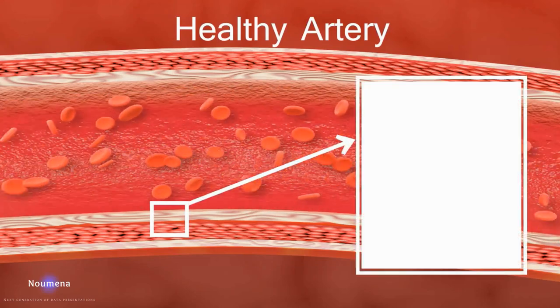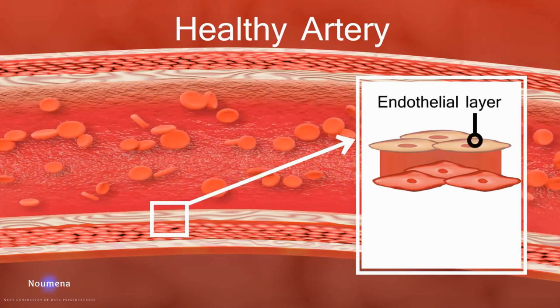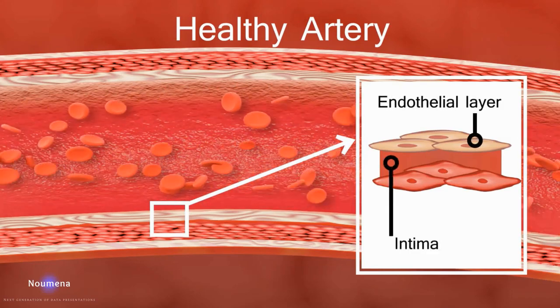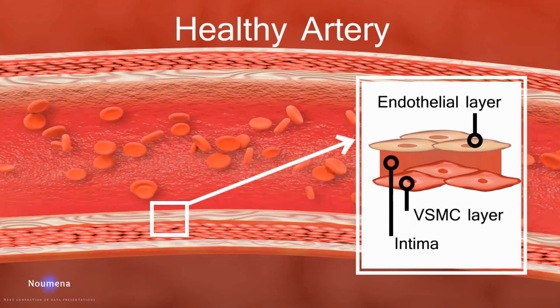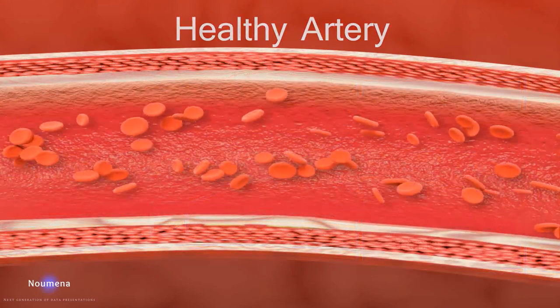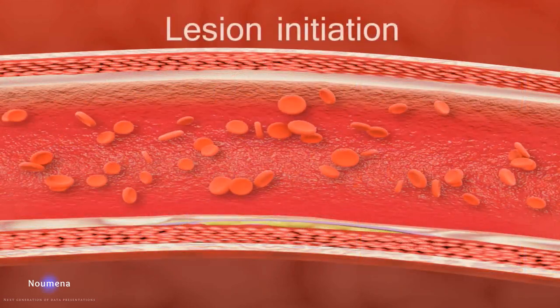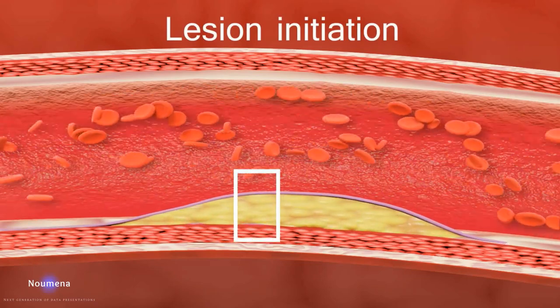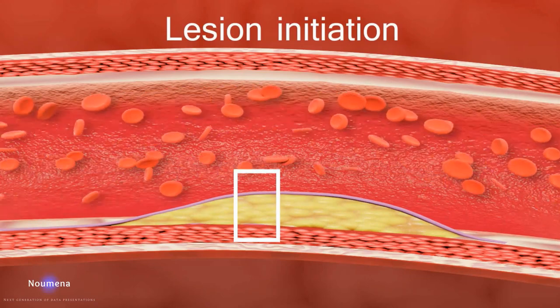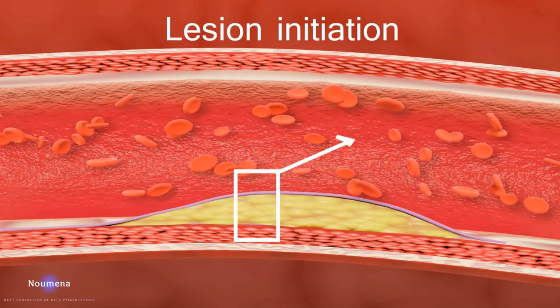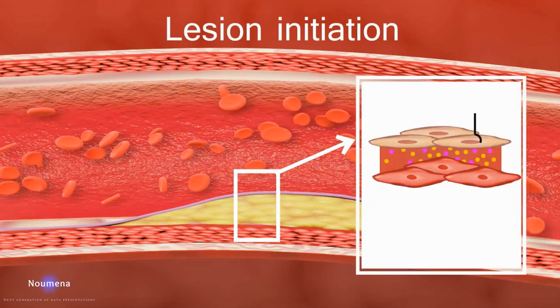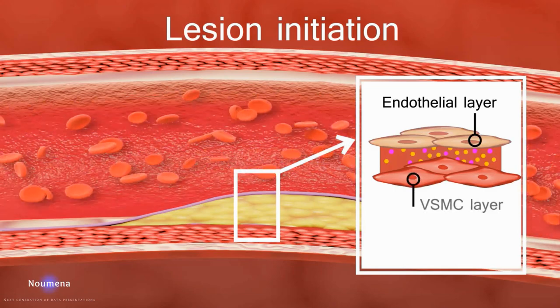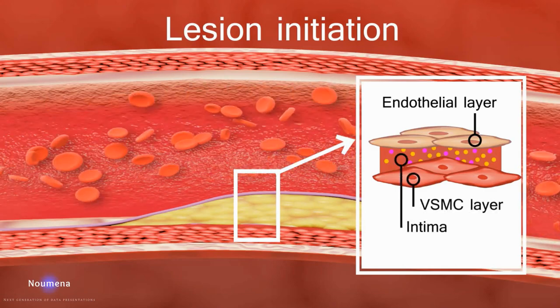If we magnify this section of the blood vessel wall, we will clearly observe the endothelial layer, the tunica intima and the tunica media, comprised of vascular smooth muscle cells. Due to endothelial damage, the lesion initiation is triggered and the accumulation of the plaque is initiated. If we zoom into this small section of the plaque, we will be able to observe the endothelial layer, the tunica media, the tunica intima and the infiltration of immune cells and lipoproteins.